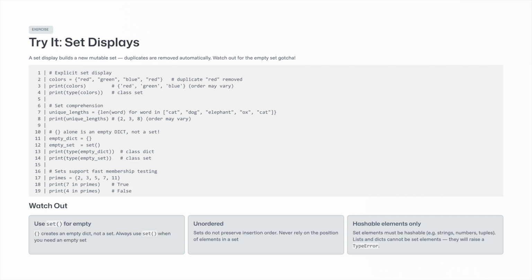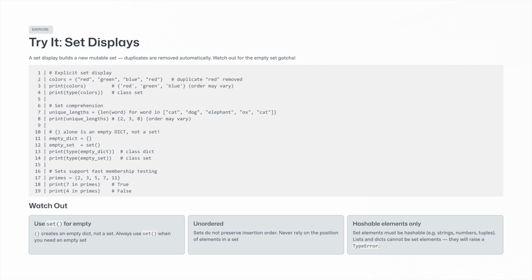Line 11, empty dict equals empty curly braces. Line 12, empty set equals set, with no arguments. Line 13, type of empty dict is dict. Line 14, type of empty set is set. That's the gotcha right there. Line 17, primes is a set of 5 primes. Line 18, 7 in primes is true, O(1) hash lookup. Line 19, 4 in primes is false.